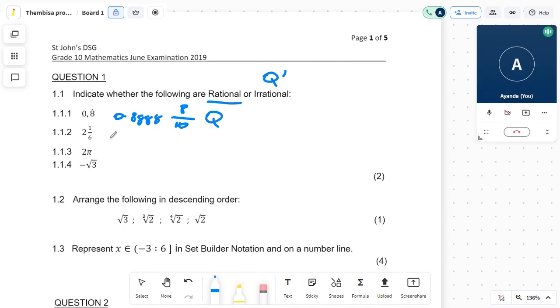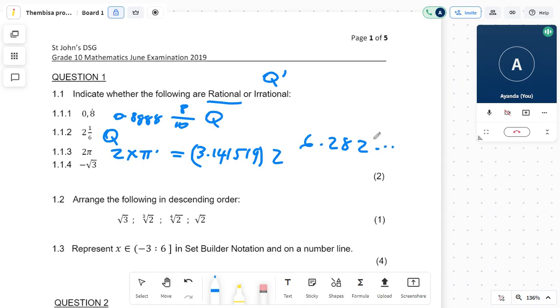So 2 and 1/6. So this is 2 and 1/6. Already we can see a fraction here. So we know immediately that this number is rational. Now 2 pi is the same thing as 2 times pi. And earlier on, we spoke about how pi is 3.141519. If we multiply this by 2, it's just going to be 6.282, yada, yada, yada. But there still won't be any sort of pattern. So 2 pi is irrational because that pattern doesn't exist. And you can't write pi as a fraction.